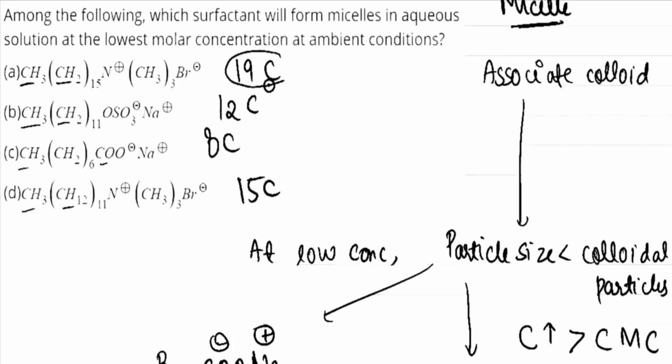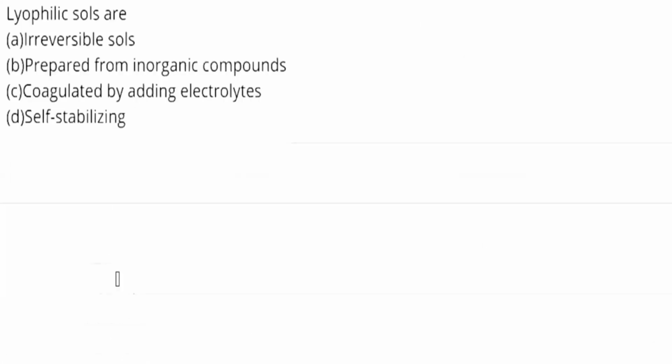So we can say that the number of carbons is maximum in A, so it would have the highest surface area. If the surface area is more, then the particle size will become equal to or more than the particle size of a colloid, and micelle formation would occur very fast. So option A is correct. In this option, this surfactant will form micelles in aqueous solution at the lowest molar concentration at ambient conditions.